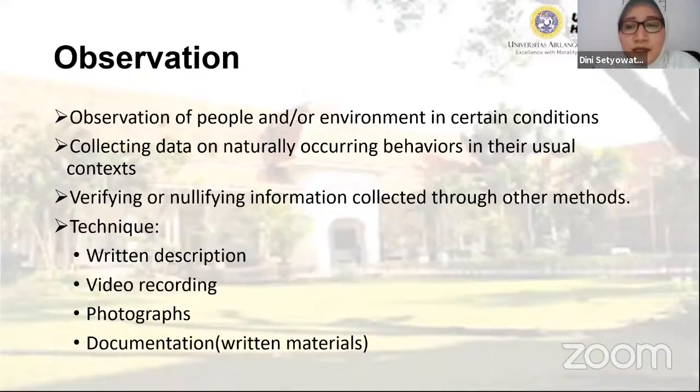Observation is usually used to verify information collected through other methods. We can simply use written description or use video recording, photographs, or written documents. For example, if we study why children consume sweet snacks, we can verify the information we get from interviews with parents or with the children themselves. We can match it with what we see or observe in the children's social environment, such as the presence of food stalls or the culture of sweets consumption in their social environment and so on.